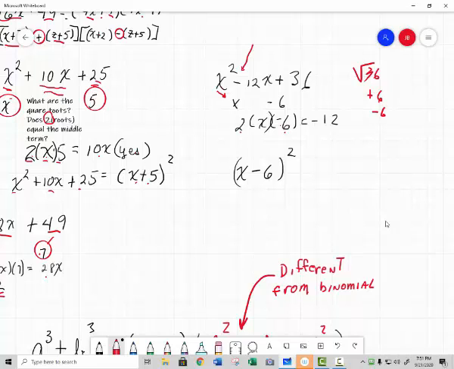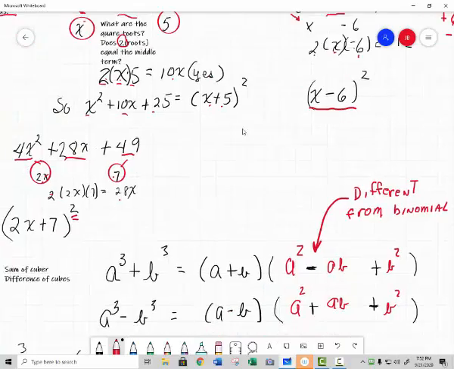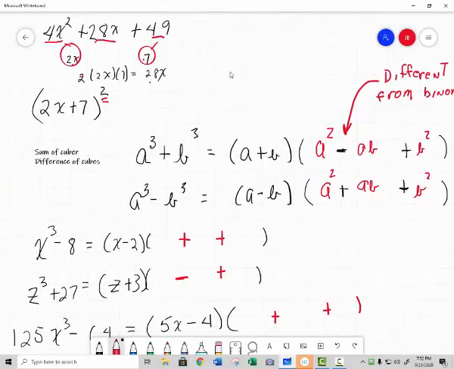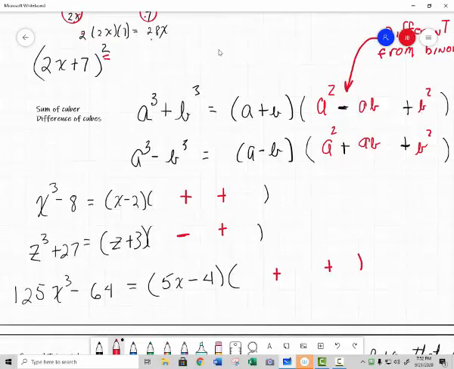Does 2 times x times negative 6 equal the negative 12? The answer is yes, it is. So, x minus 6 is the solution to this. So I take the square root of this one, the square root of this one, make sure you match up the signs, and you have the trinomial square. That pattern is going to be throughout. Pay attention to it.